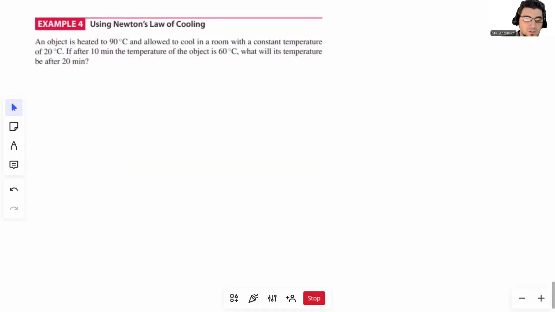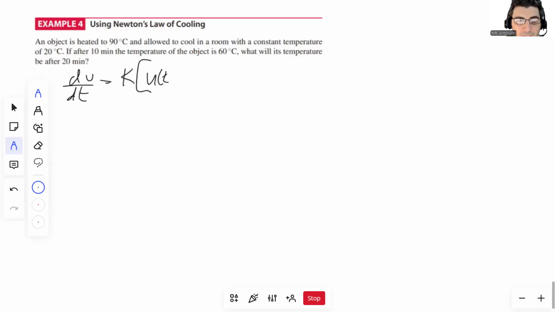An object heated to 90 degrees and allowed to cool in a room with a constant temperature of 20 degrees. After 10 minutes, the temperature is 60. What will the temperature be after 20 minutes? All right, so we can start here with du/dt equals k times (u of t minus 20), because the constant temperature is 20 degrees.